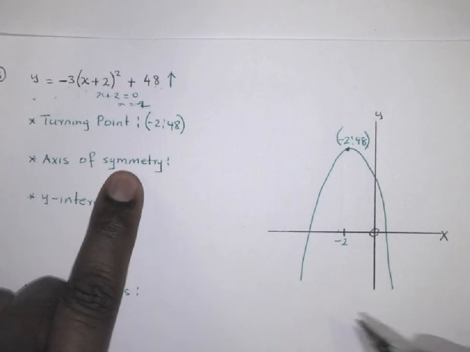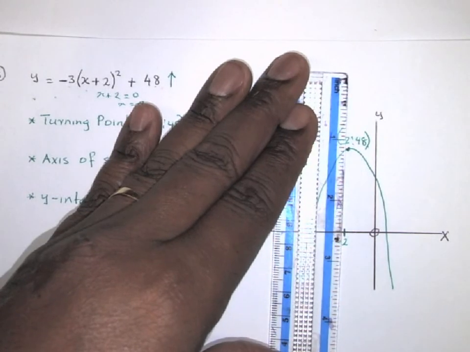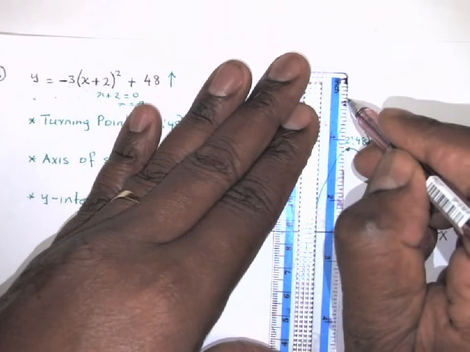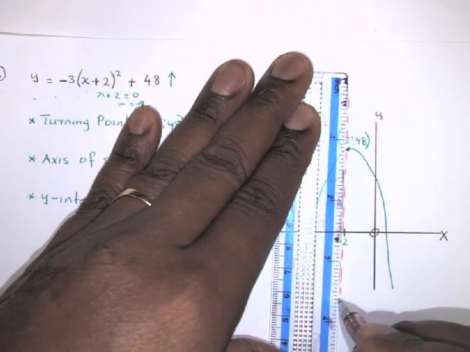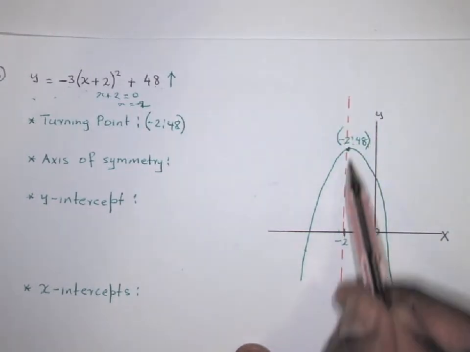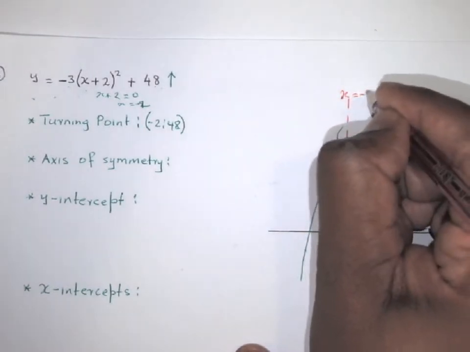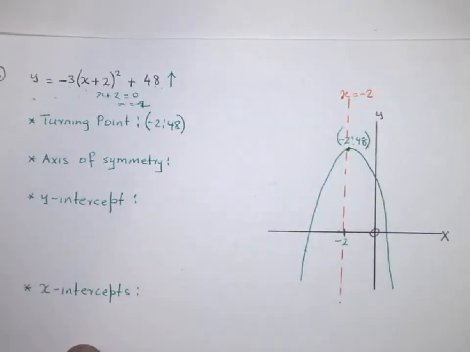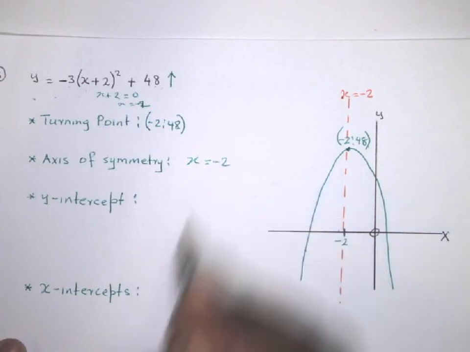Then we need the line of symmetry, the axis of symmetry. It always cuts through the turning point. If I draw the axis of symmetry with the red line so that you can all see, the equation of this red line passing at minus 2 is x equals minus 2. So the equation of the axis of symmetry is x equals minus 2.